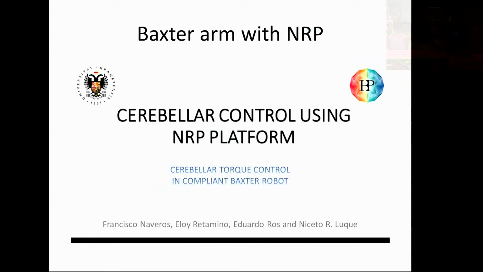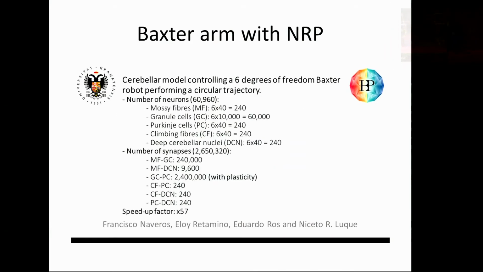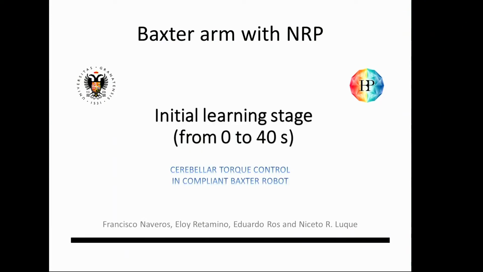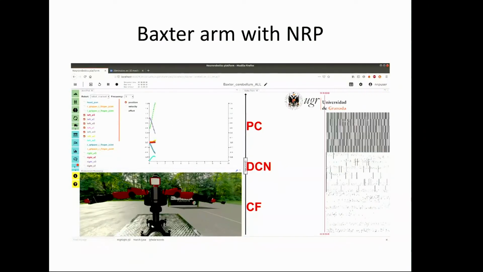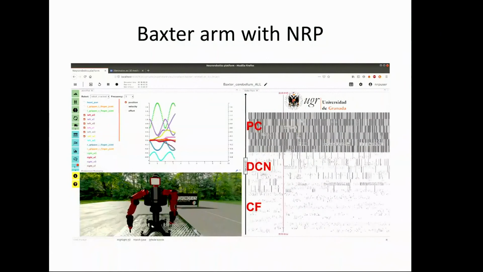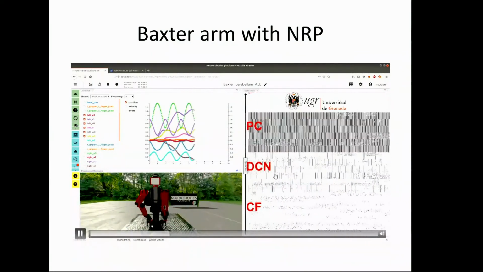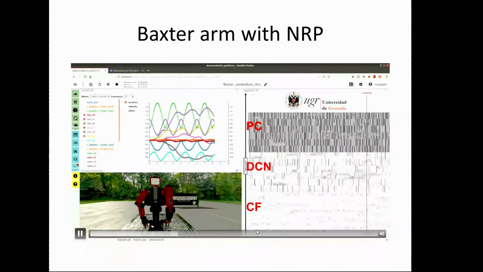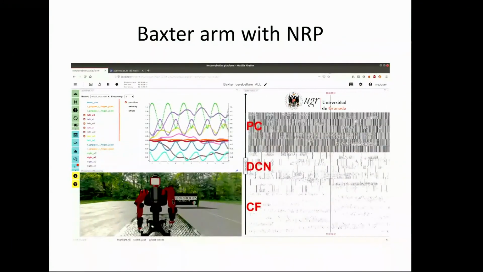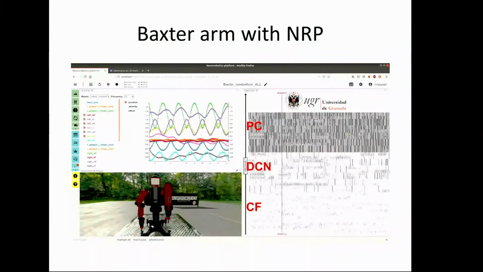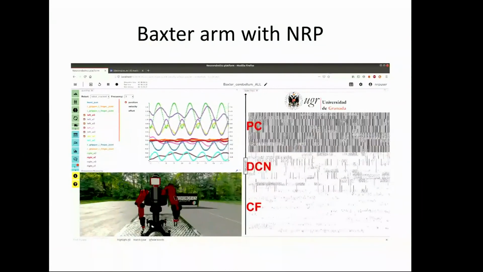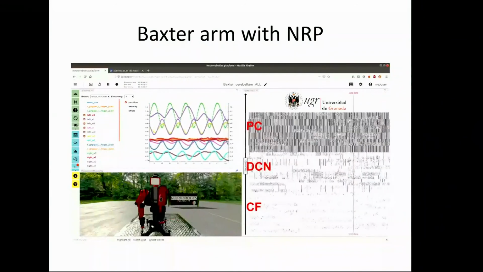Well, this is the experiment with the neurorobotic platform. This is the neural network. It has 6 different microcomplexes in the cerebellum. And here we can see the neural activity of the 6 microcomplexes of Purkinje cell, deep cerebellar nuclei, and climbing fiber. In this case, the task is a circular trajectory with the end effector. So the cerebellar model must control 6 joints of the robot to perform this task.